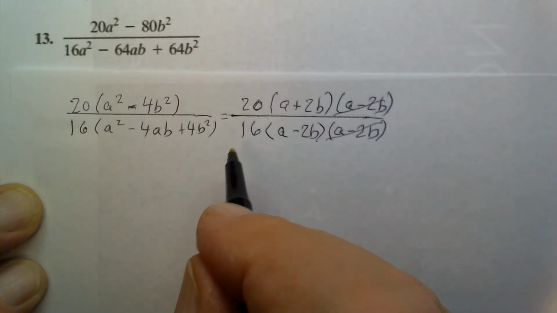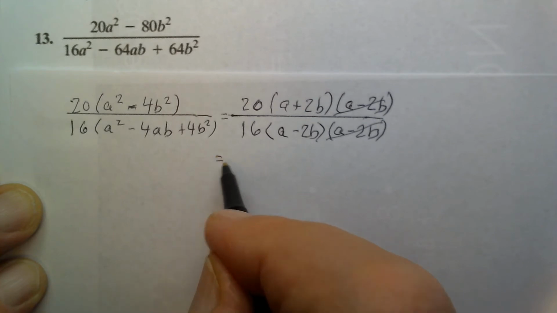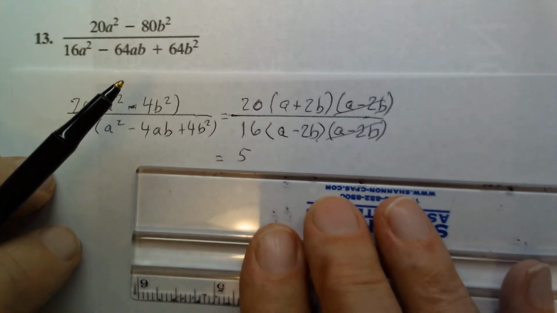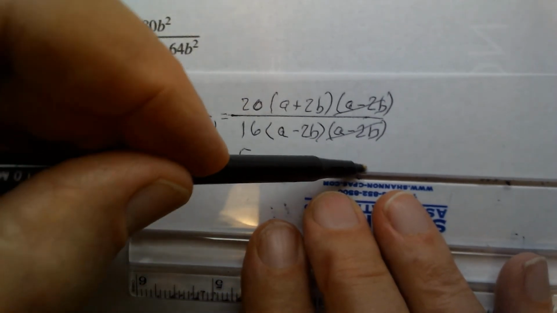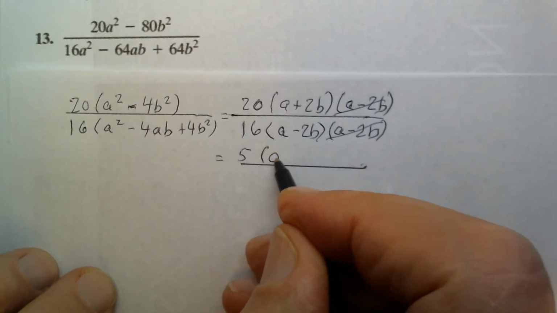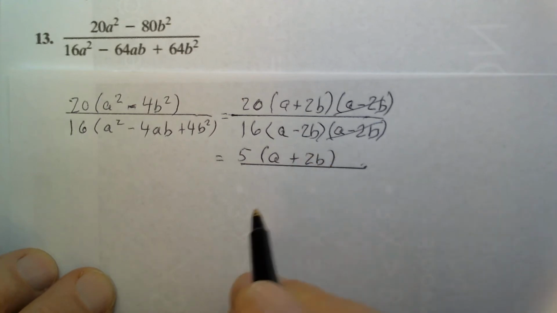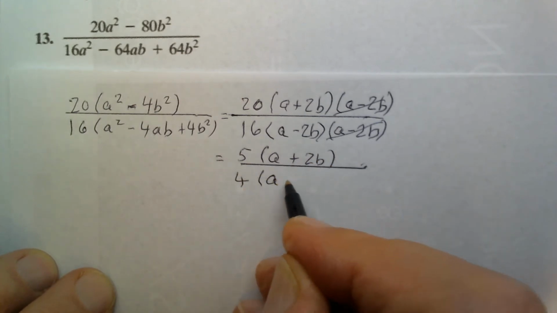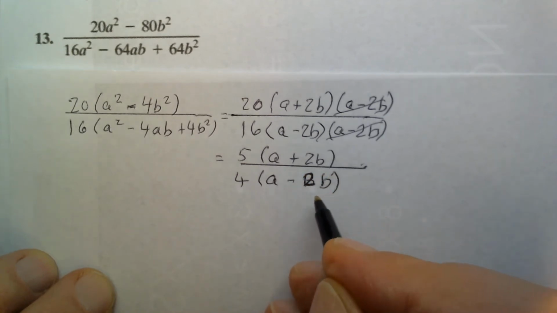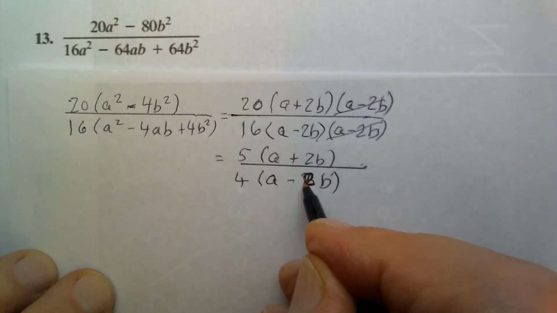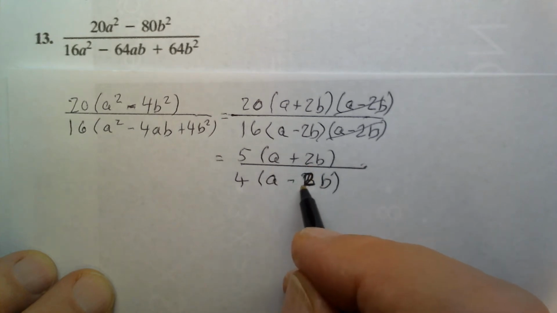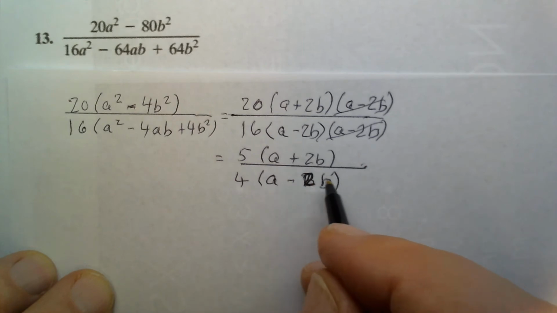And 20 divided by 16 is equal to 5/4. So 5 times a plus 2b divided by 4 times a minus 2b. So it looks like we could cancel something here, but again, as I mentioned before, the a's are terms of a sum, and so is the 2b and the minus 2b. So this is the final answer.